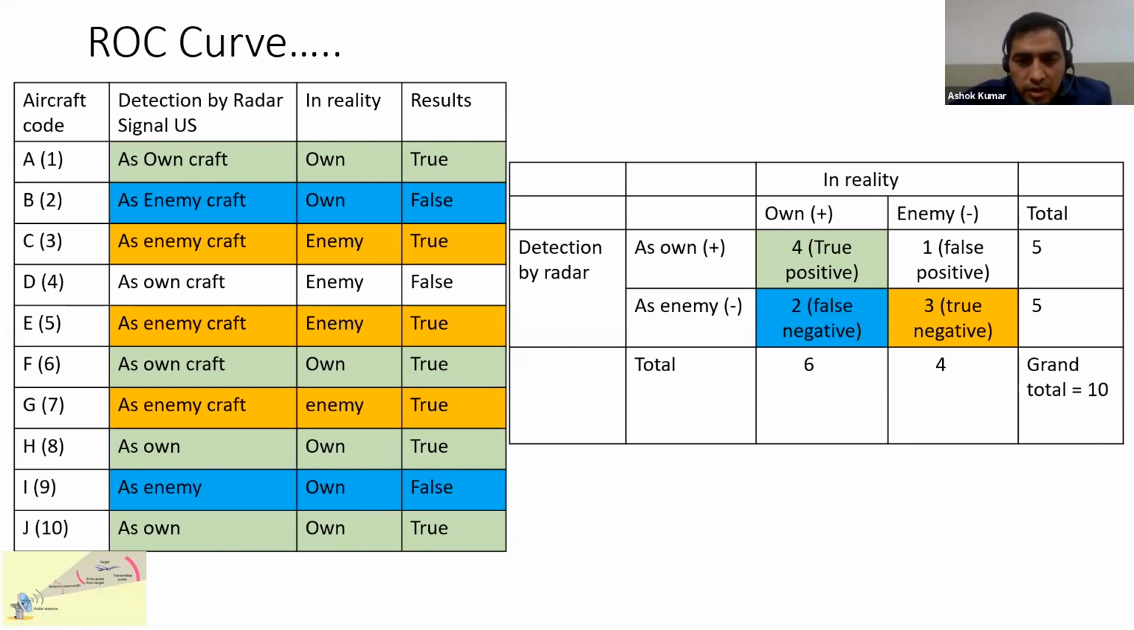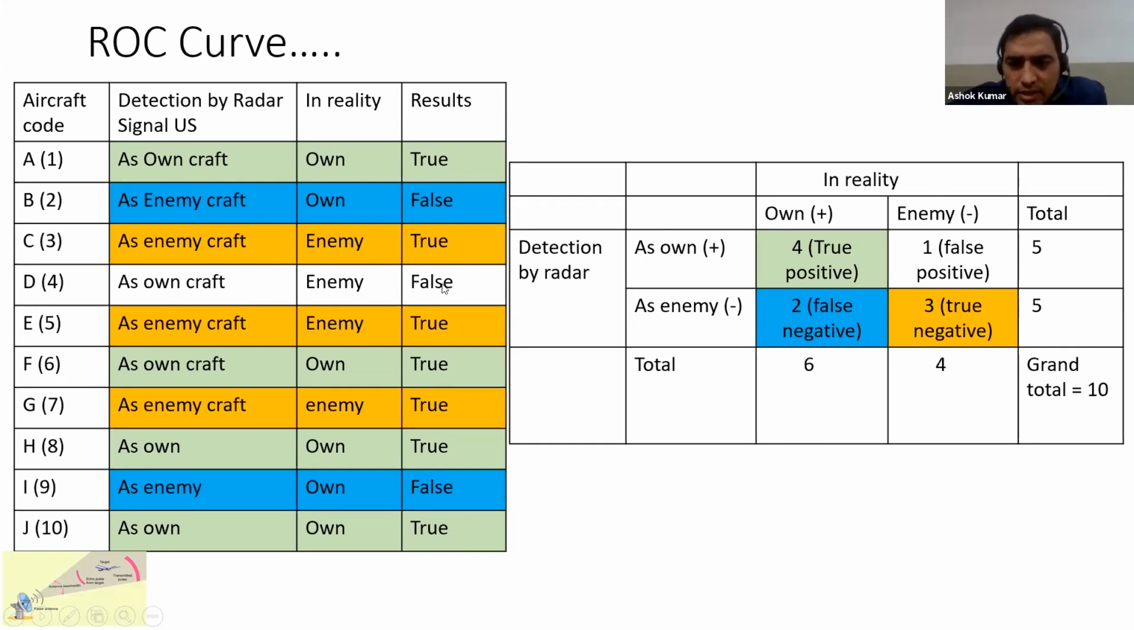Again, if it is treated as or detected as ally, but it's actually an enemy, so detected as a positive, but it's a negative because enemy is a negative. We know very well, enemy is always negative. So it's a false positive by radar. You can see here it's detected as ally craft by radar, but in reality it's an enemy. Okay, then it's a false positive.